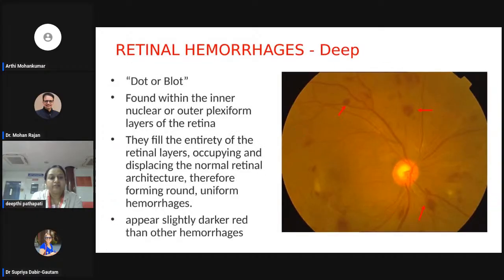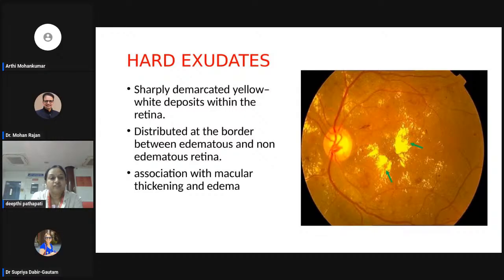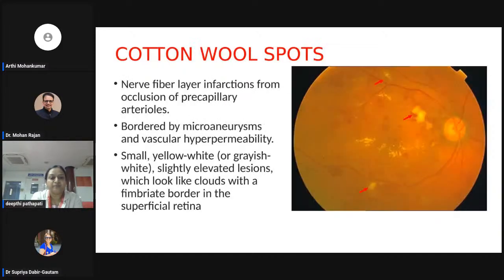And deep retinal hemorrhages or dot blot hemorrhages are found within the inner nuclear or outer plexiform layers of the retina. They appear slightly darker red than other hemorrhages. Hard exudates are sharply demarcated yellow-white deposits within the retina, distributed at the border between edematous and non-edematous retina, associated with macular thickening and edema.